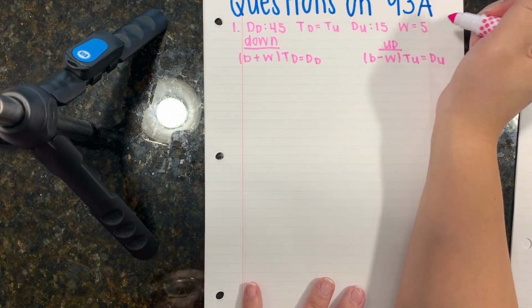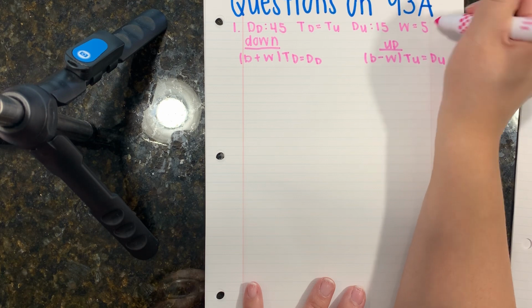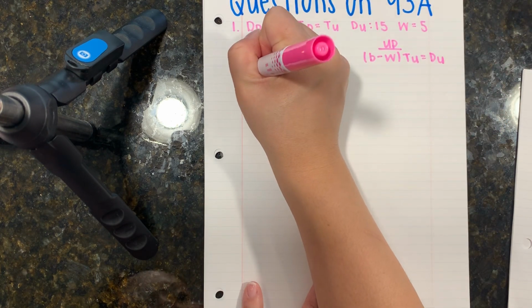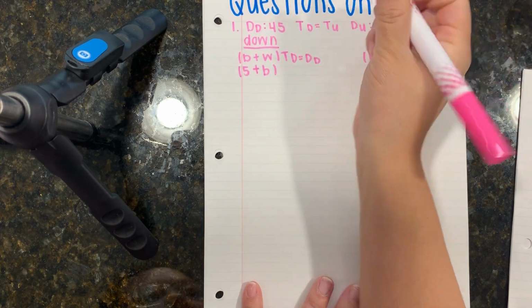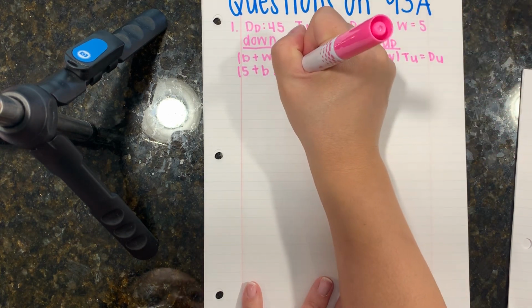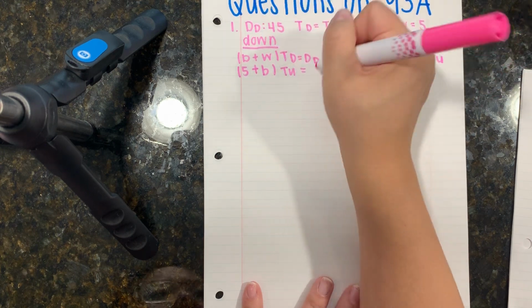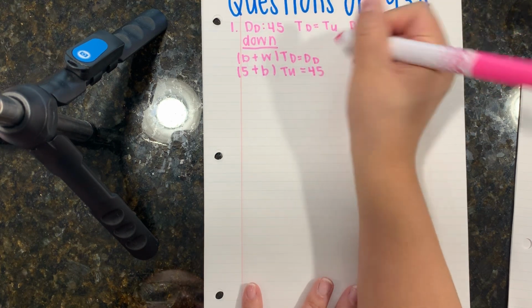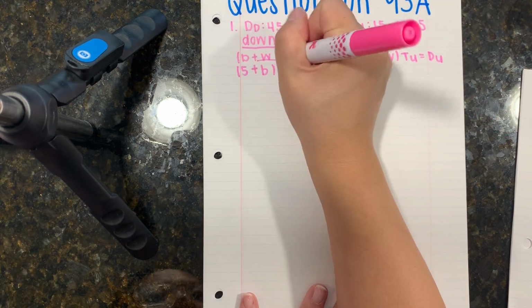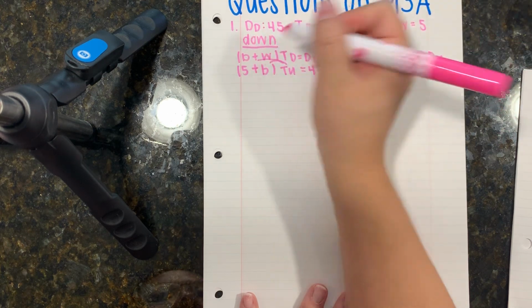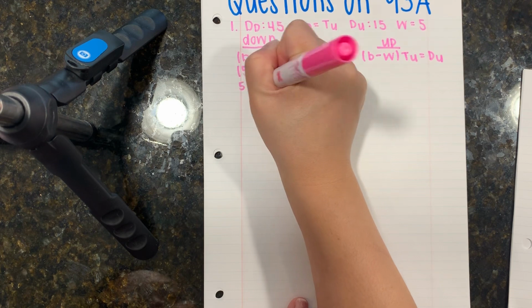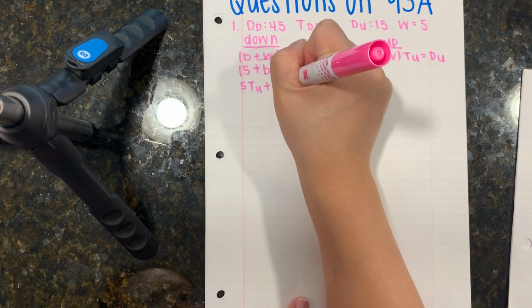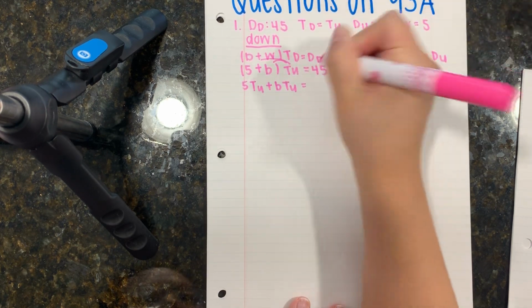So I'm going to plug in the information that I have. I have 5 for W. So, I'm going to do B plus 5. TD I'm going to change to TU, and DD I'm going to change to 45. Now I'm going to distribute this TU, so I accidentally flipped that, but it should be 5 TU plus BTU equals 45.